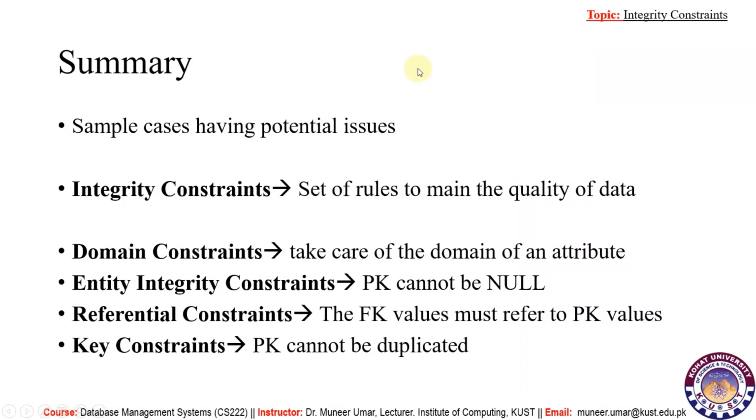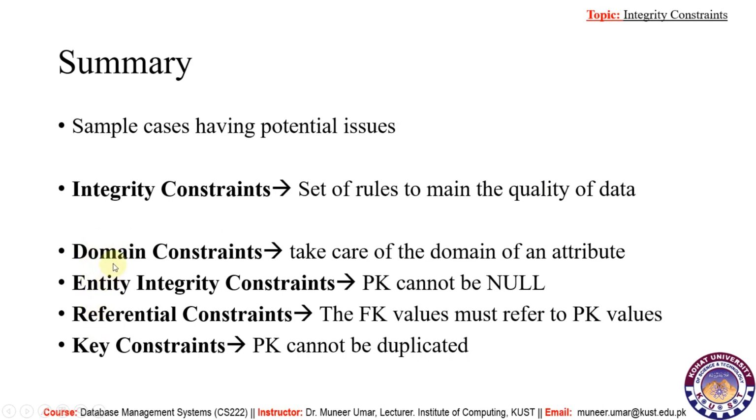This is the summary of today's lecture. First, we looked into some sample cases having potential issues. There were 4 cases, and all those cases were focusing on these types of integrity constraints. Then we defined integrity constraints as a set of rules to maintain the quality of data in a database. Then we looked into the 4 types of integrity constraints.